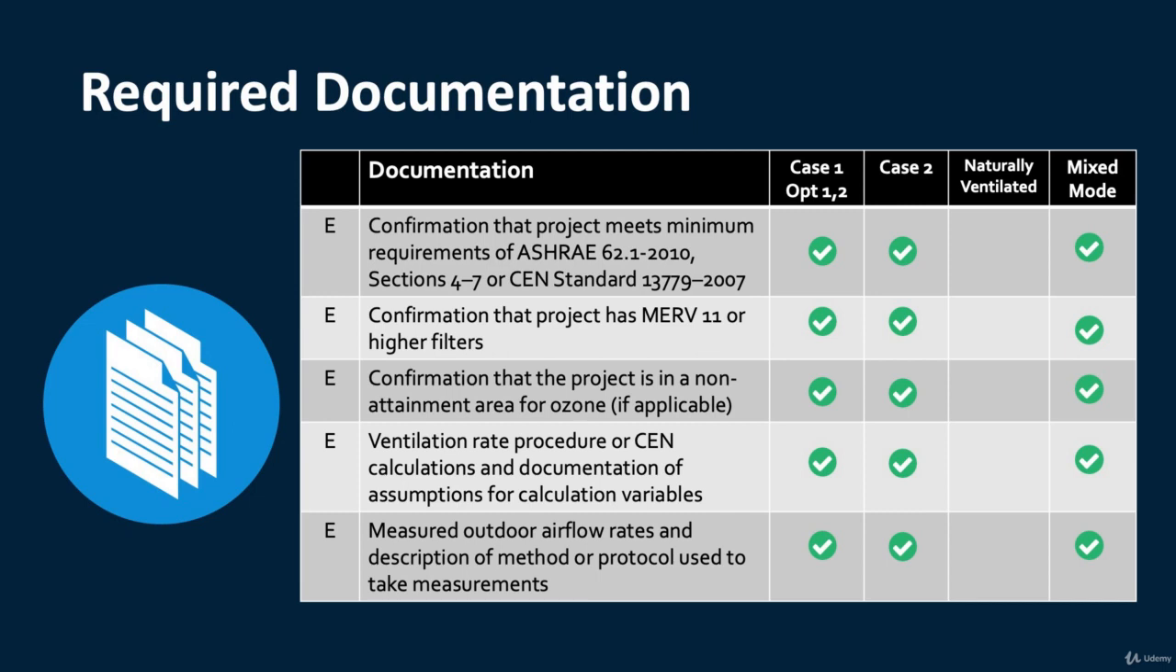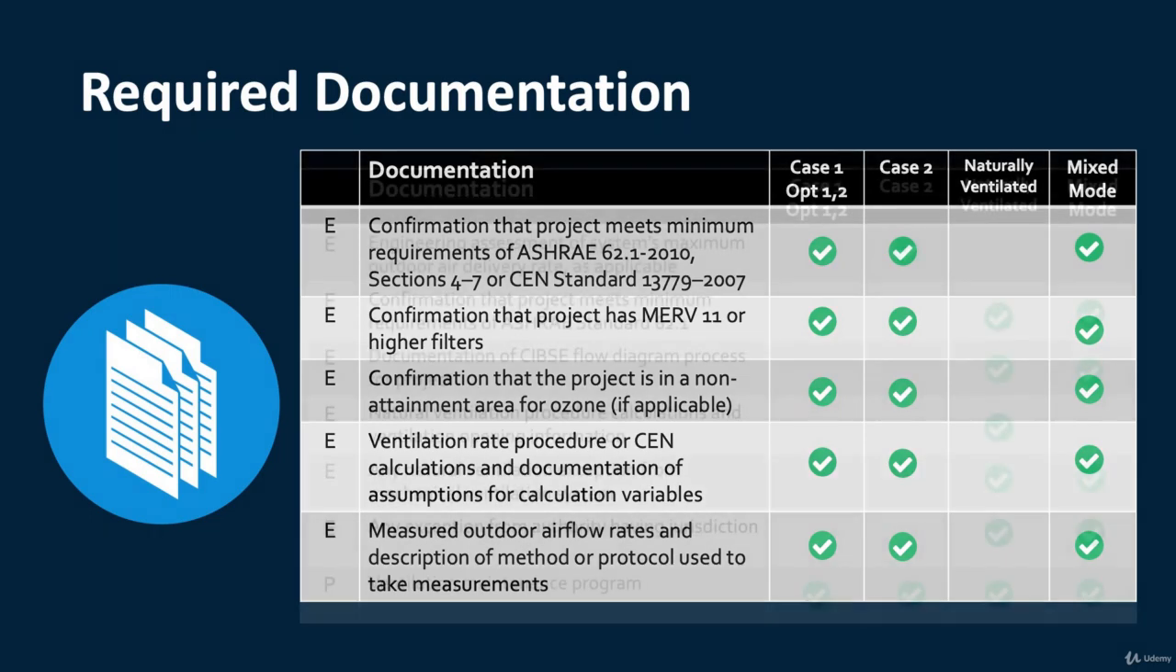So provide confirmation that the project meets the minimum requirements of ASHRAE 62.1, confirmation that the project has MERV 11 or higher filters, a confirmation that the project is in a non-attainment area for ozone, if applicable, the ventilation rate procedure or CEN calculations and documentation of assumptions for the calculation variables, and measured outdoor flow rates and a description of the method or protocol used to take the measurements.